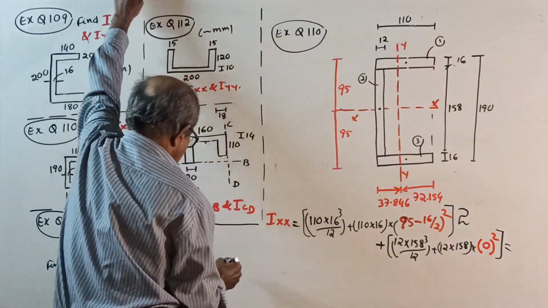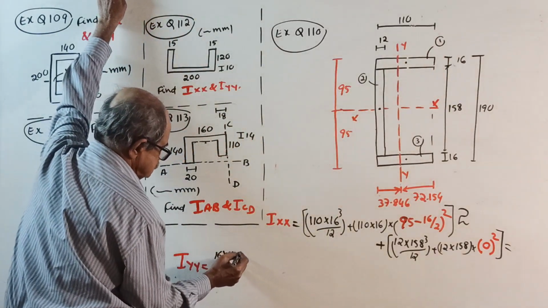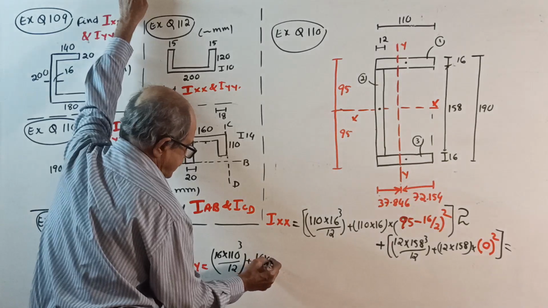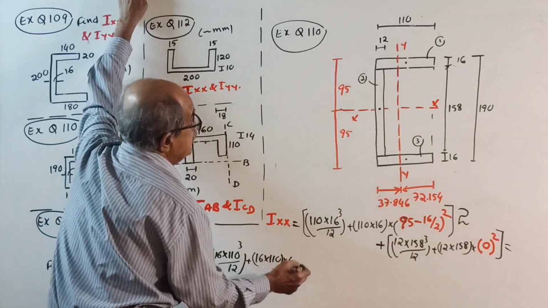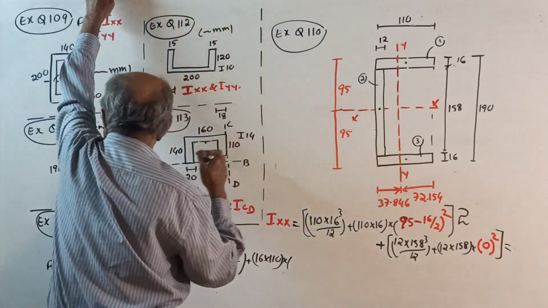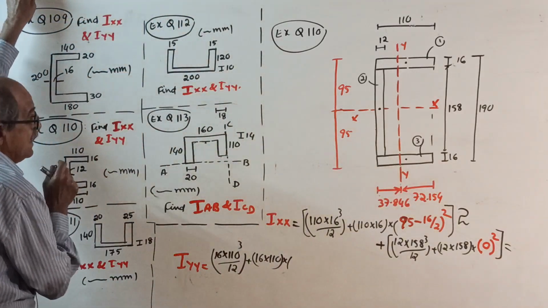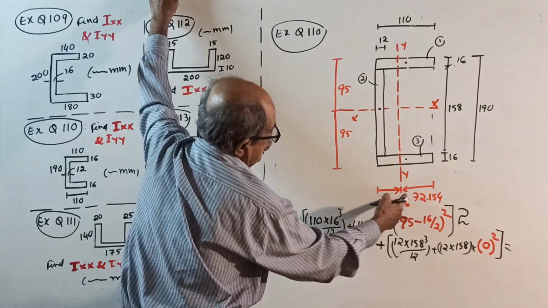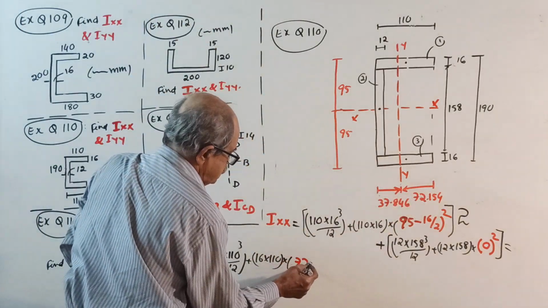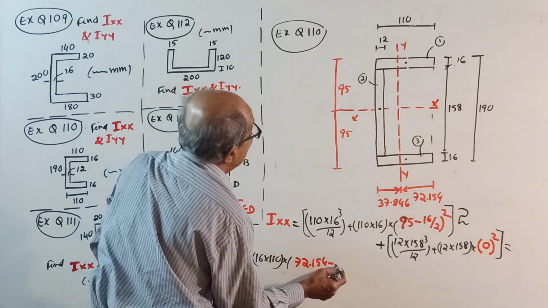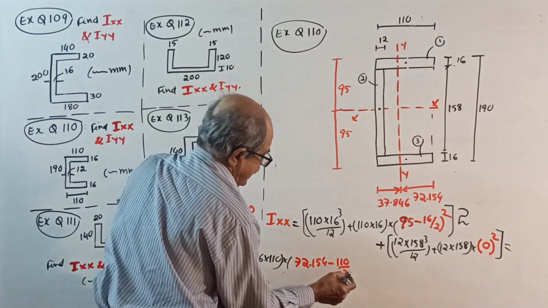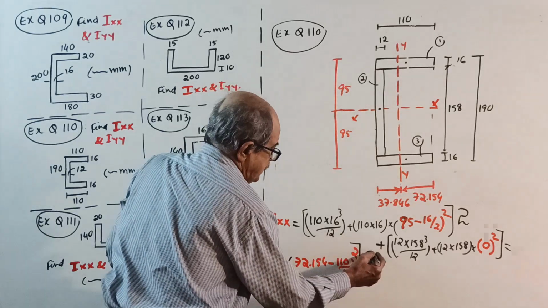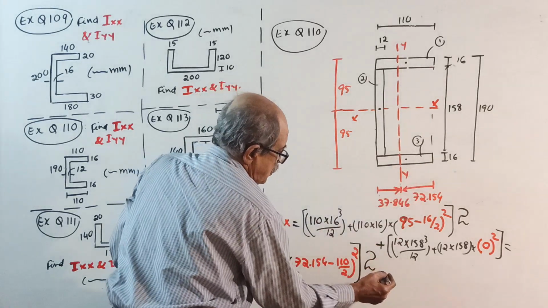16 into 110 cube by 12, IG, plus area. 16 into 110 is the area, into, see here, this is 110, this also 110. Remember these are equal, into 72.154 minus (110 by 2) whole square. This is for 1. Multiply by 2 will take care of this also. Plus, continue.